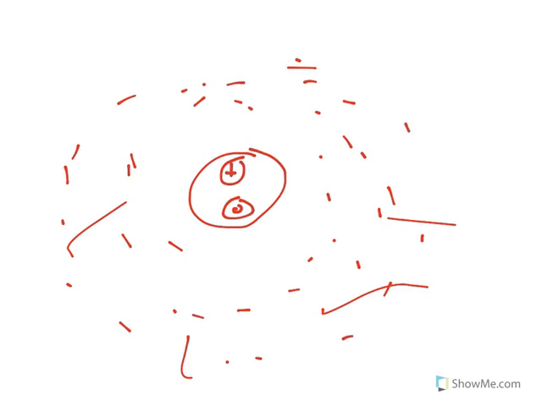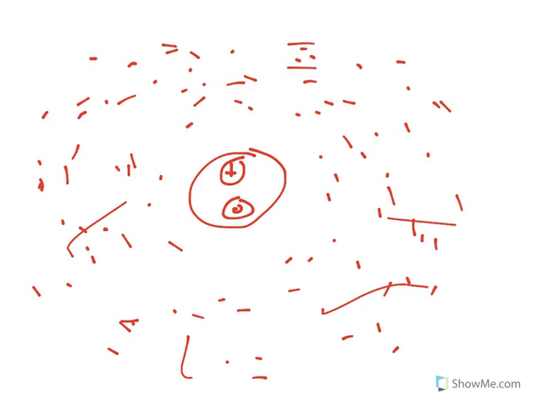Surrounding the nucleus is a very large cloud of electrons. They actually look like dots. So this is sort of what it looks like. And this is the electron cloud with a -1 charge.